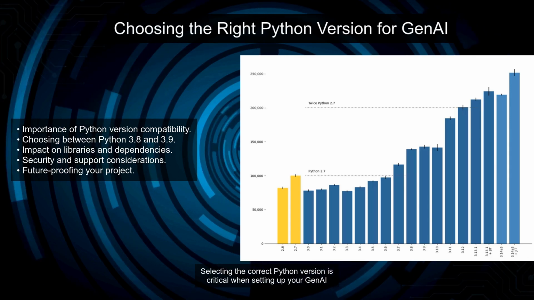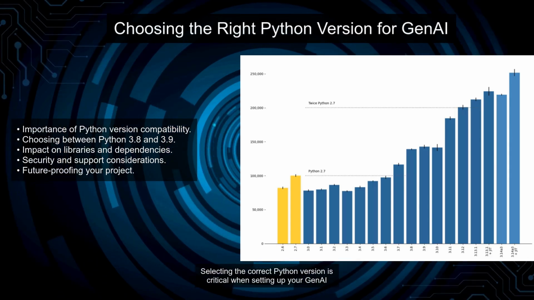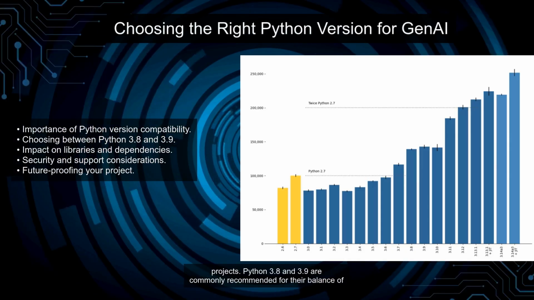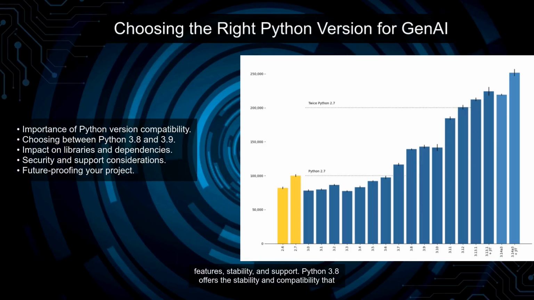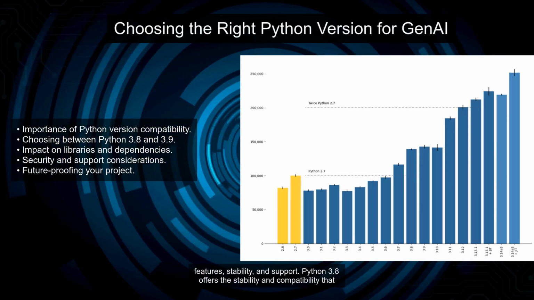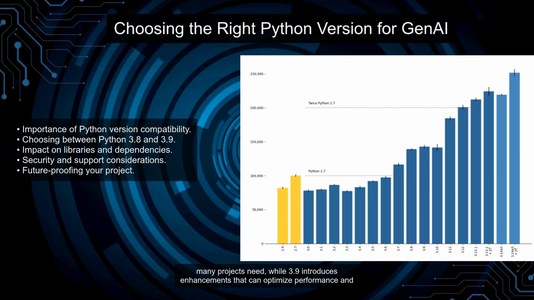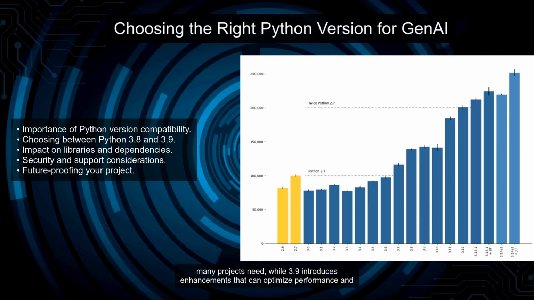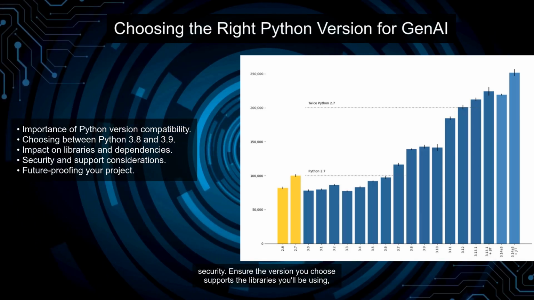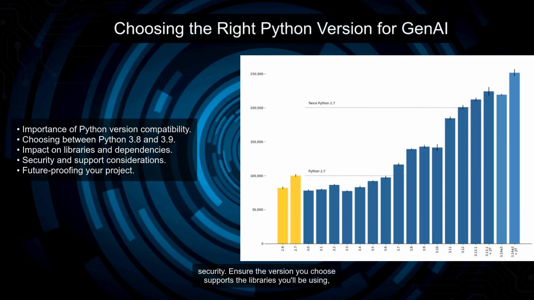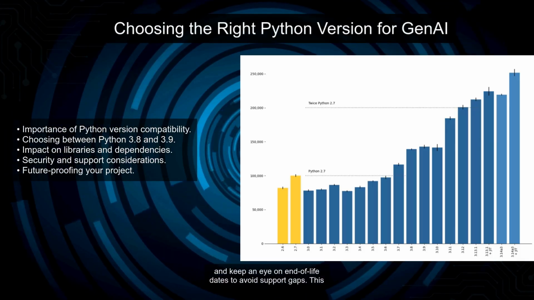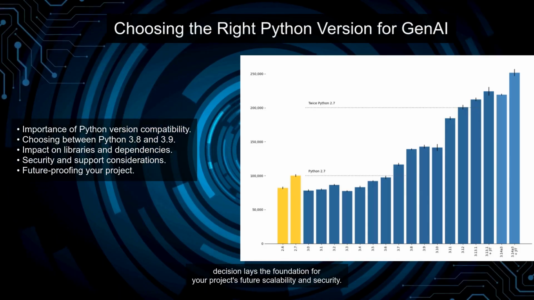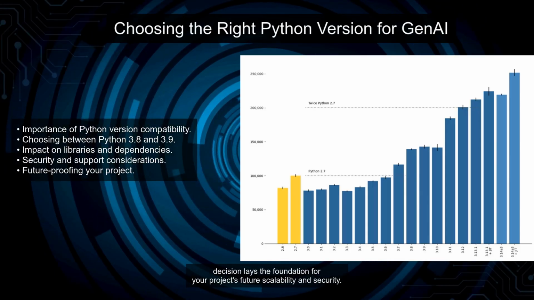Selecting the correct Python version is critical when setting up your GenAI projects. Python 3.8 and 3.9 are commonly recommended for their balance of features, stability, and support. Python 3.8 offers the stability and compatibility that many projects need, while 3.9 introduces enhancements that can optimize performance and security. Ensure the version you choose supports the libraries you'll be using, and keep an eye on end-of-life dates to avoid support gaps. This decision lays the foundation for your project's future scalability and security.